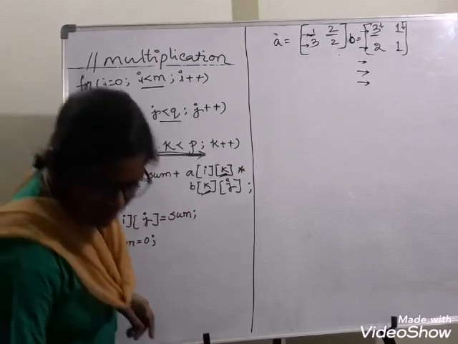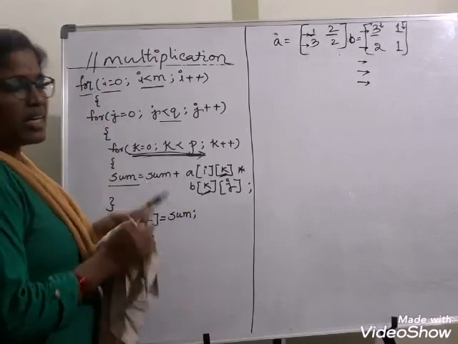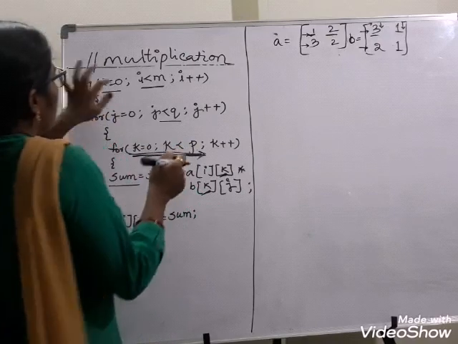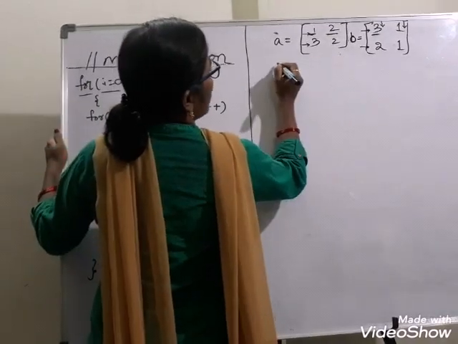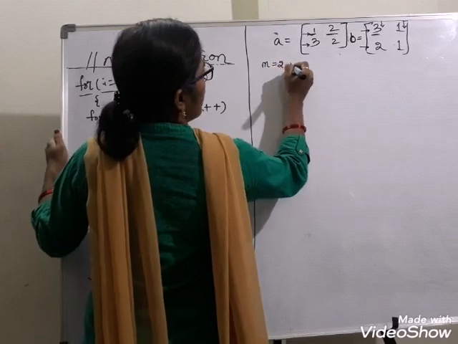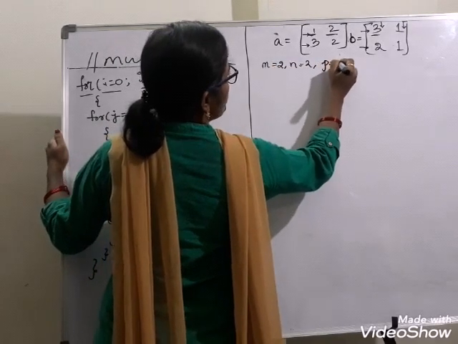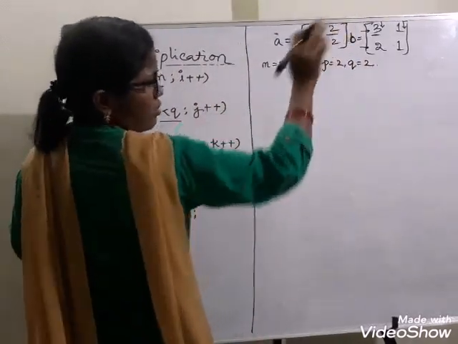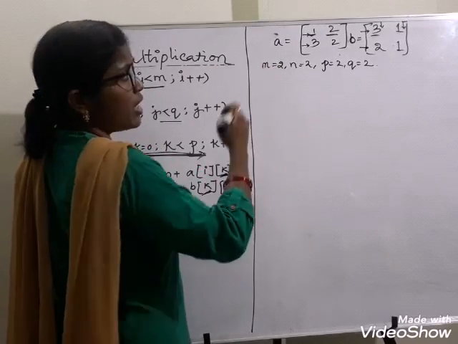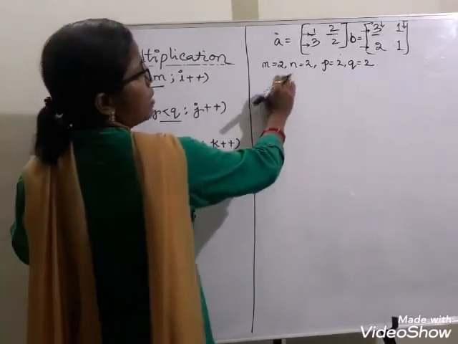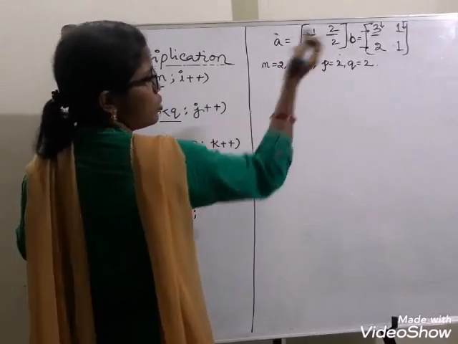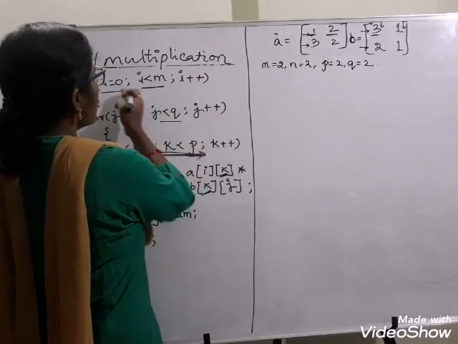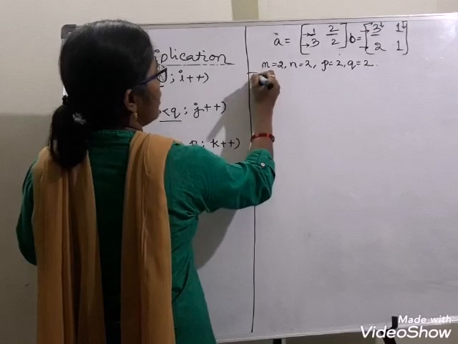So let's see. I am just tracing the matrix multiplication so that you can understand how it will go. So first step: what is my m and n? m is 2, n is 2, and my p is 2 and q is 2, a 2 by 2 matrix. For the previous reading I had told it as 1 by 2 and 2 by 1, but for your understanding I have taken it as a 2 by 2 matrix here. Okay, so let's see the same example.